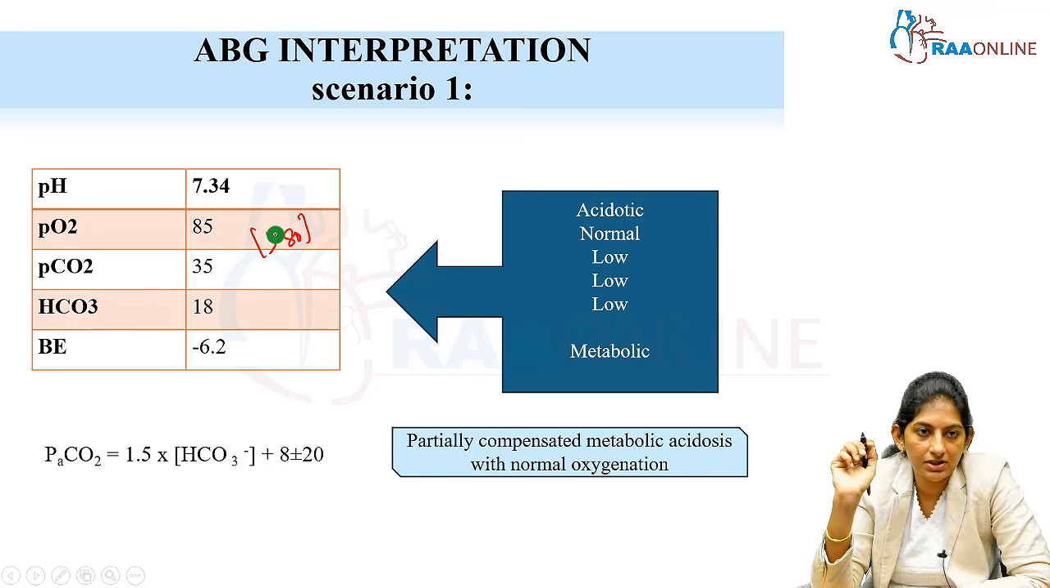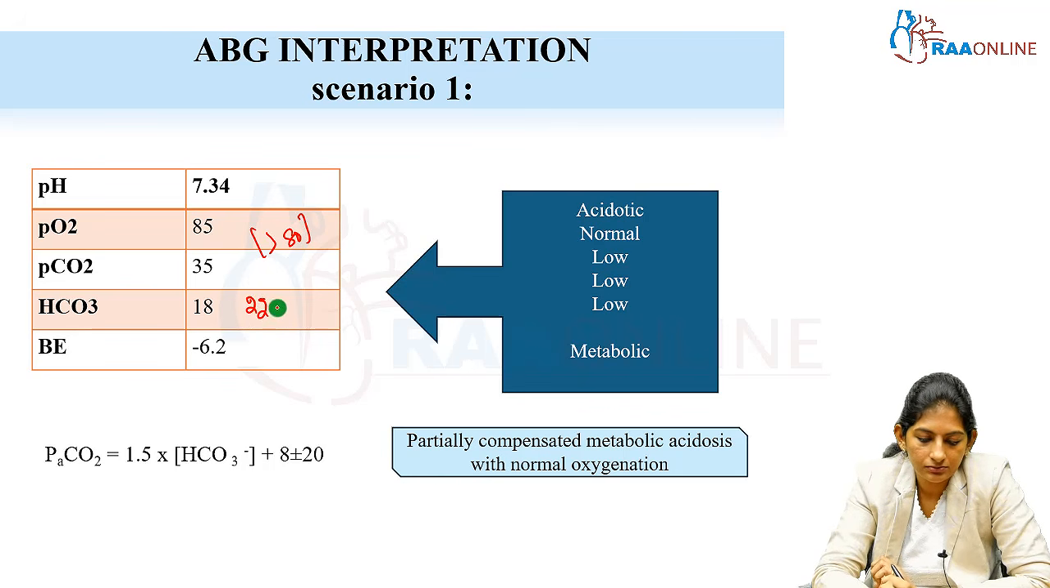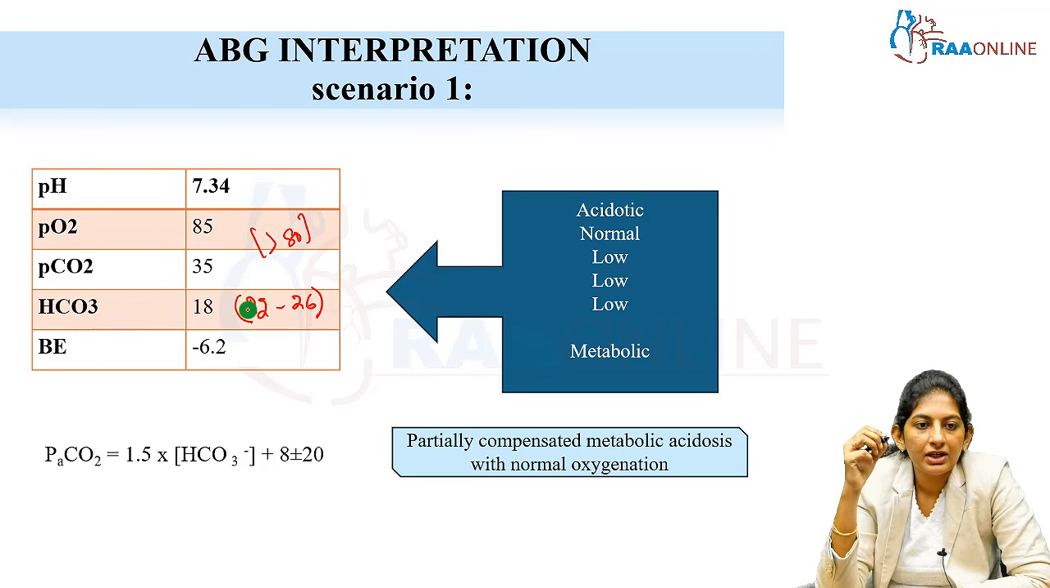There is no hypoxemia. Next, take a look at PCO2. So, PCO2 is 35. PCO2 normally is 35 to 45. So, we can keep this as a borderline low PCO2. Okay. Look at bicarbonate. Bicarbonate is 18. It is definitely less. 22 to 26 is normal. Okay. Then a base deficit of 6.2 is present.